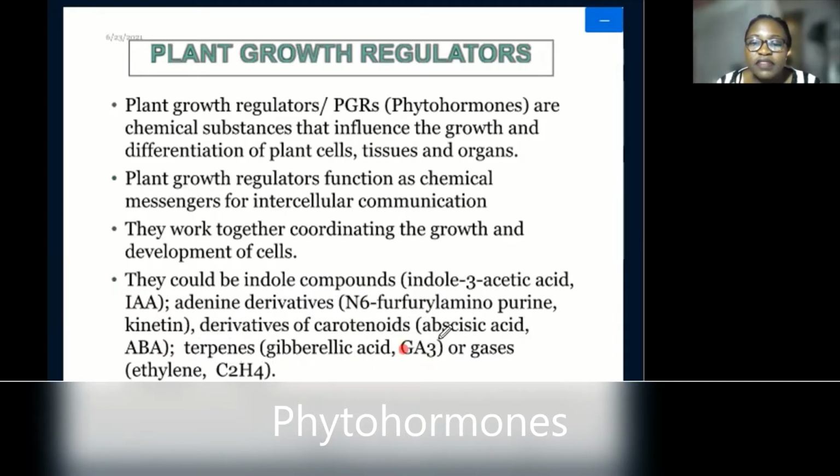So this is chemistry. Go and look up the various classifications of these phytochemicals. This is supposed to be in the unit of biochemistry.